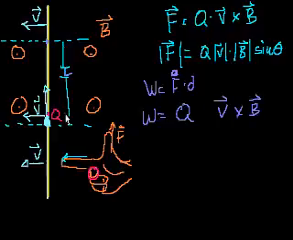And the distance right here is just a scalar quantity, so we could put it out front, right? Q times L times V cross B. This is Q, V cross B is the force, times the distance. That's just the work done.